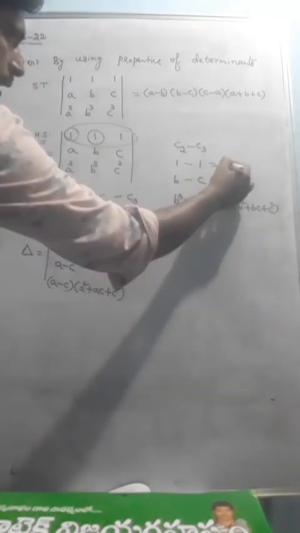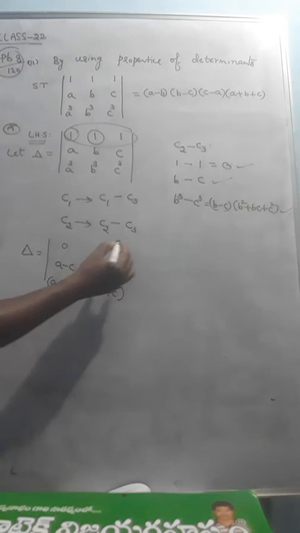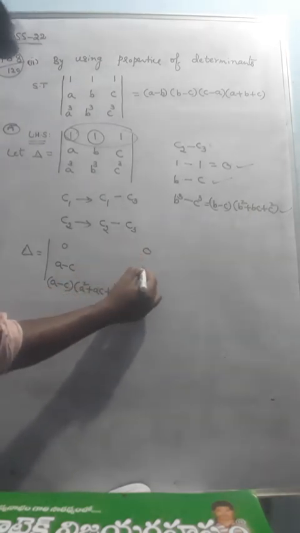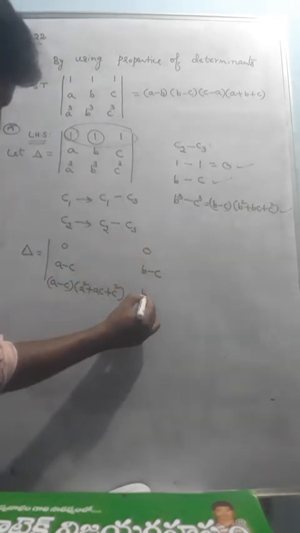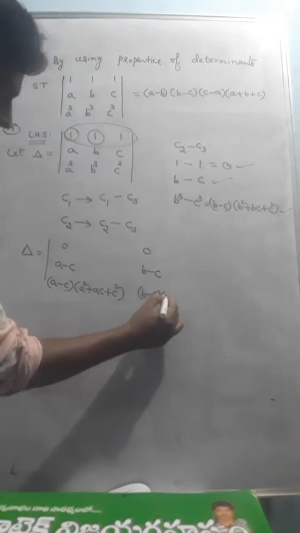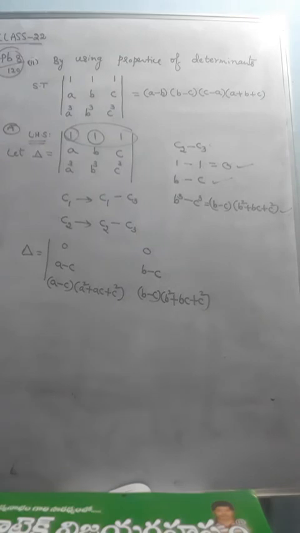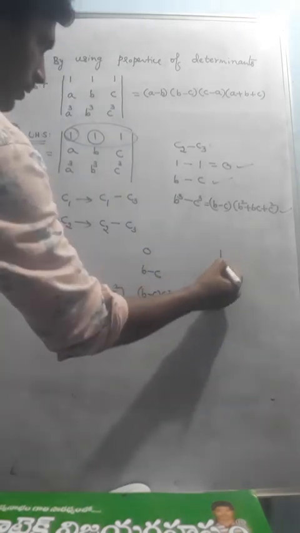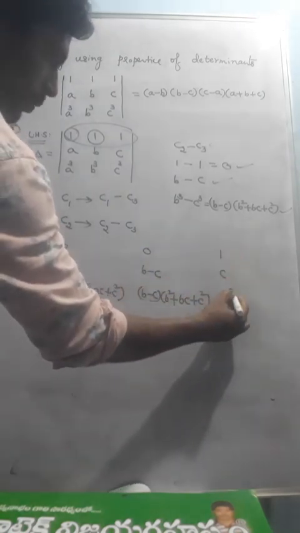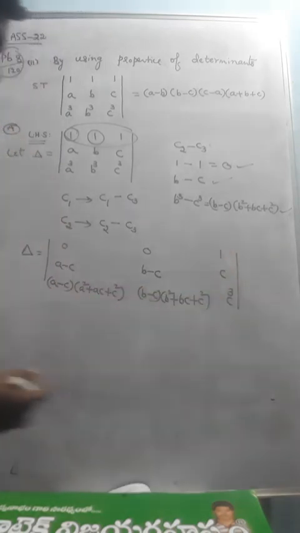So write these three values in the C2 place. So 0, this is B minus C, this is B minus C into B square plus BC plus C square. So C3 is the same as it is, 1, C cube. Okay. Next step, delta is equal to.